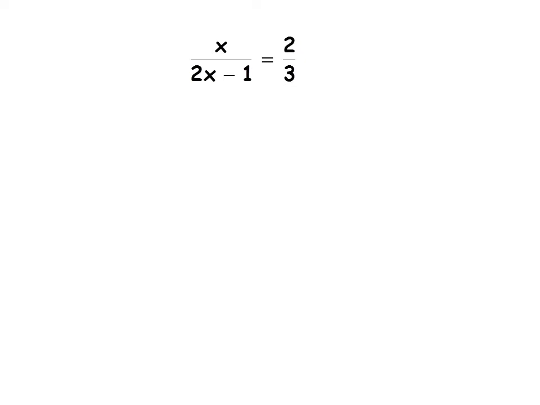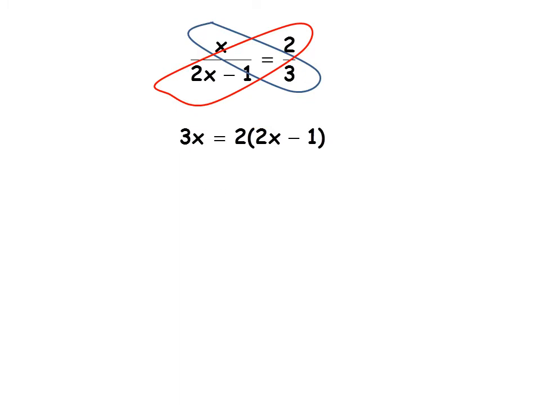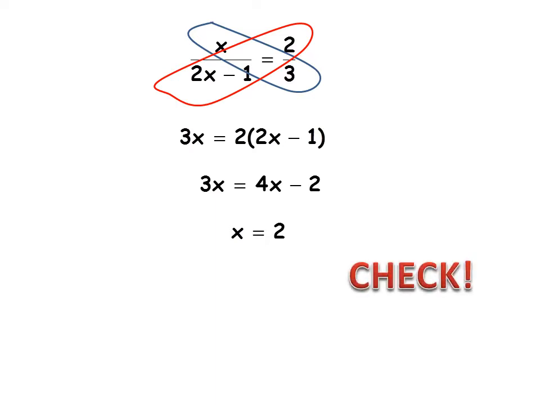Here you could do the same thing that we've been doing. You could multiply through by a common denominator, which would be 3 times 2x minus 1. But when I have one fraction equaling another fraction, another option would be to cross multiply. So I could say 3x equals 2 times 2x minus 1. And from here you can just distribute and solve. You still again must plug the 2 in and check to make sure that it works, in which case this time it does.